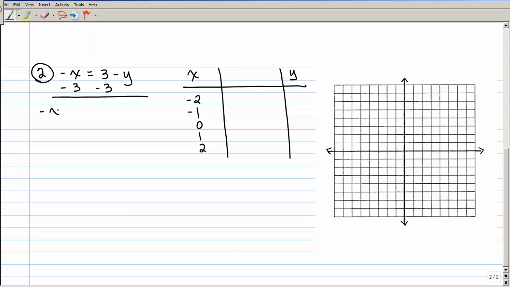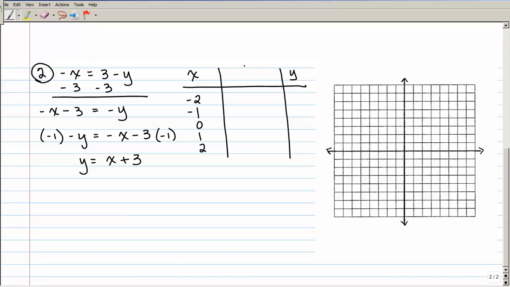That gives me negative x minus 3 equals a negative y. I'd like my y on the left, so I can just flip the whole equation. Put the negative y on the left, and then have negative x minus 3. And now I'm going to multiply the whole thing by negative 1, because I don't want to lead with a negative y, I want to lead with a positive y. So that's going to give me y equals x plus 3.